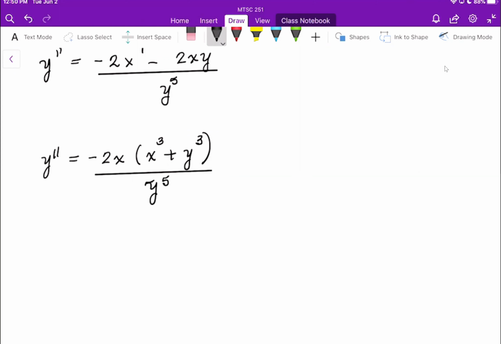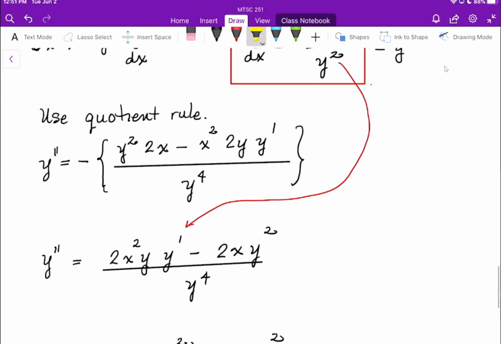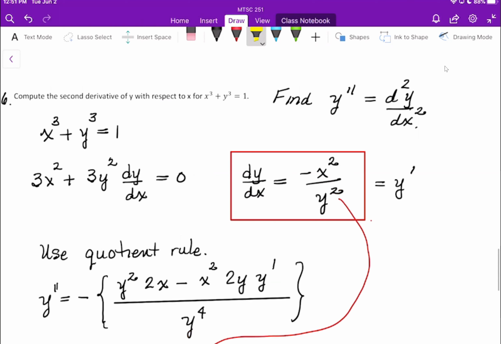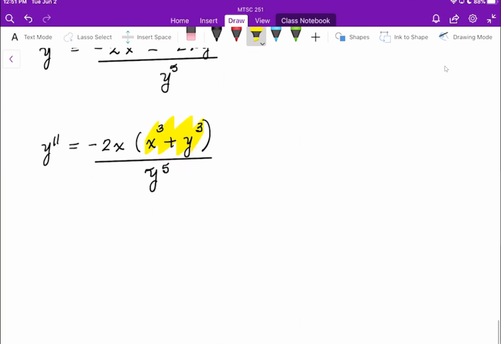But guess what? x cubed plus y cubed, let's go back to the original problem. Haha, x cubed plus y cubed equals 1. So therefore this answer just becomes minus 2x over y to the fifth.